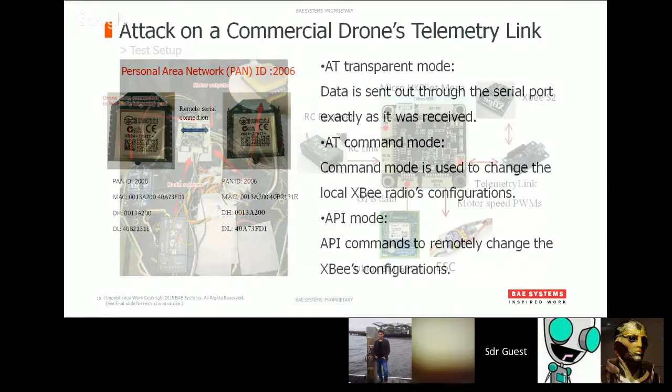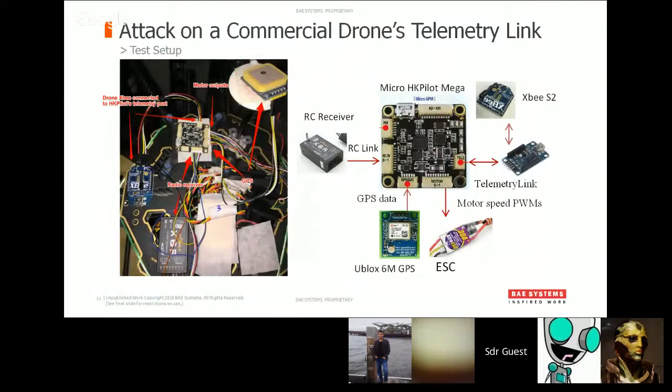All right, and this is the hardware connection on the drone, and it's a typical configuration for an aerial imagery drone. It has an HK Pilot flight controller, which is a clone of the APM controller manufactured by HobbyKing. Also, this drone is equipped with GPS, RC receivers, ESCs, and also XBee radios for telecommunication.